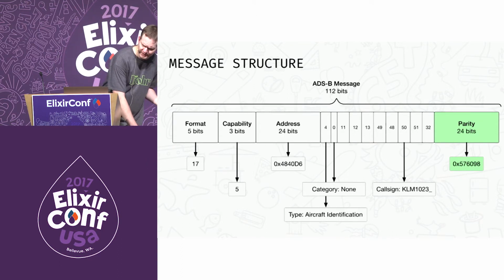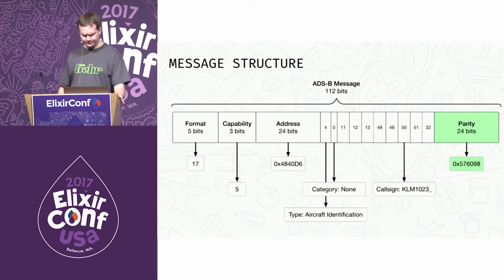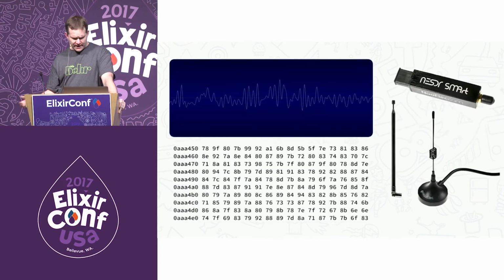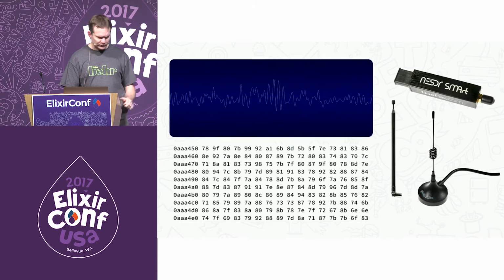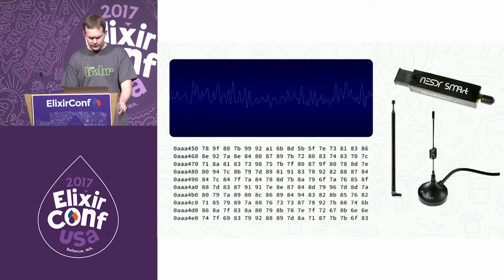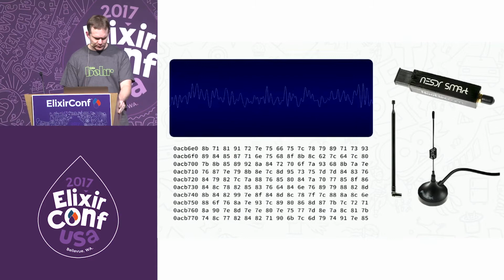All right, so how do we actually get these messages out of thin air? This is the world's fastest SDR tutorial. Basically, a software-defined radio dongle you can buy on Amazon will turn radio waves into stuff that looks more familiar to us.